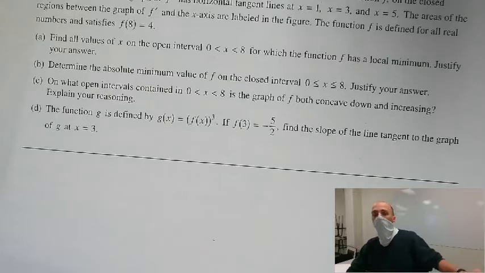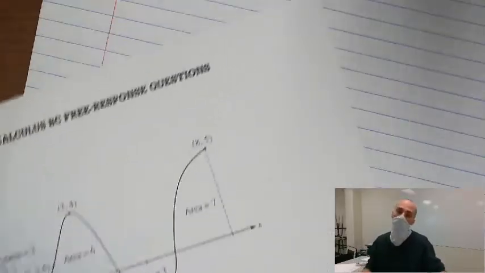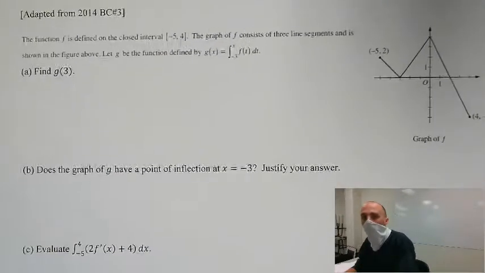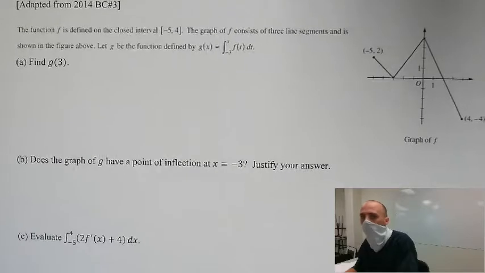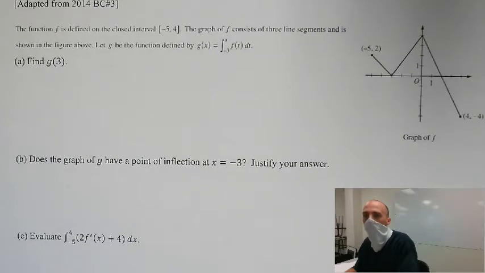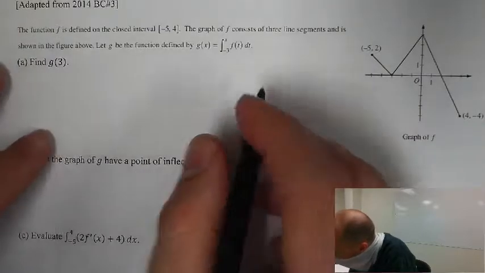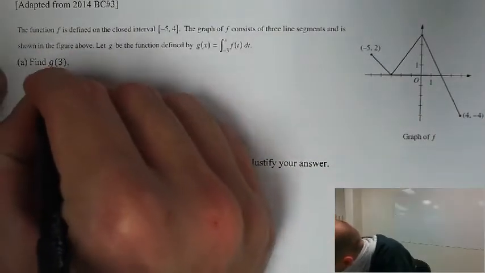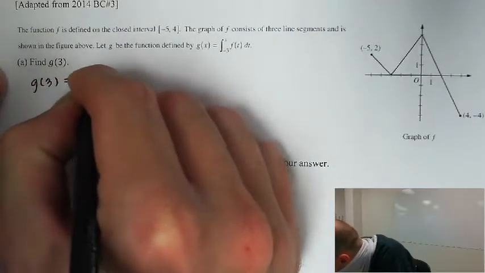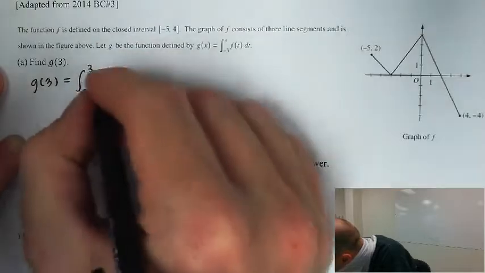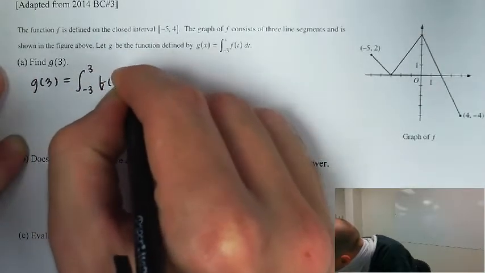Okay, the next one is not a real AP Calculus question. The graph is real, and I think the first part of the question is real, like it was somebody's. But a lot of these can get a little repetitive, so I asked you different questions from different years. So g of 3, let's start with the direct part. G of 3 equals the integral from -3 to 3 of f of t dt.